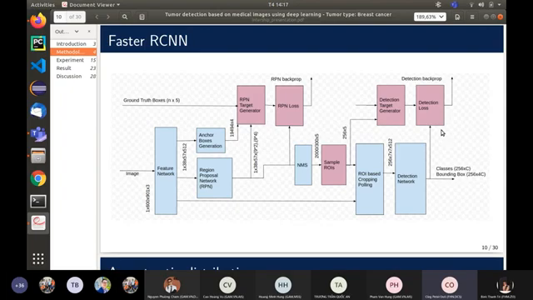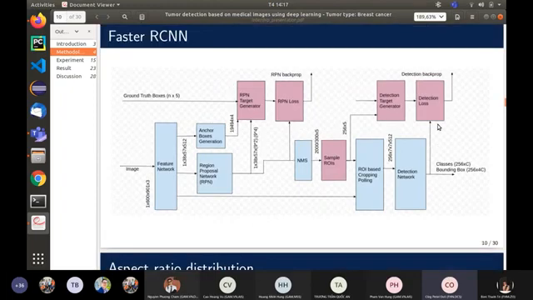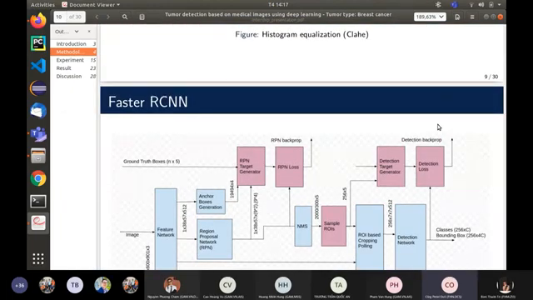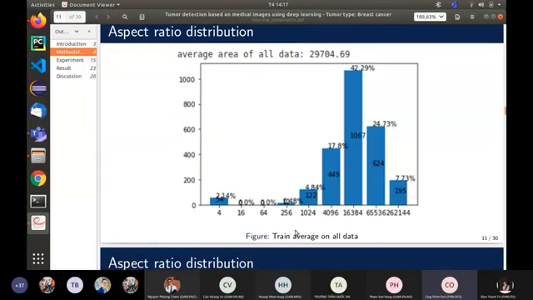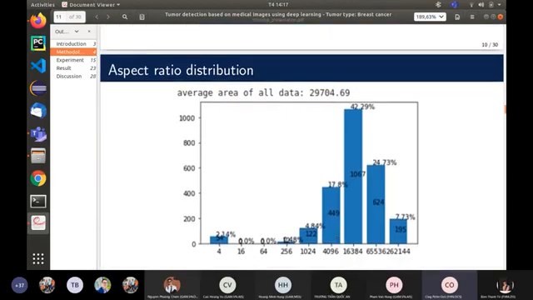So our object is tumor. Now, when we get our Faster RCNN set up, we still have to work on our data. We have to understand how to make the distribution for aspect ratio. For example, here, this is the train average on all data. In our pipeline file, we have to clearly set up parameters to cover all the sizes of our bounding boxes through aspect ratio. So we have to get that for train images.